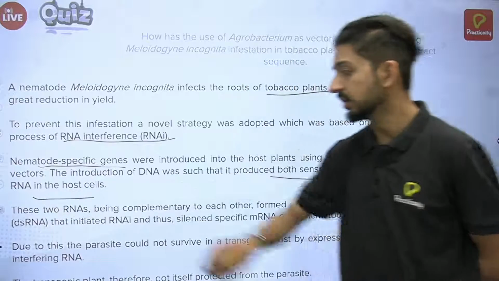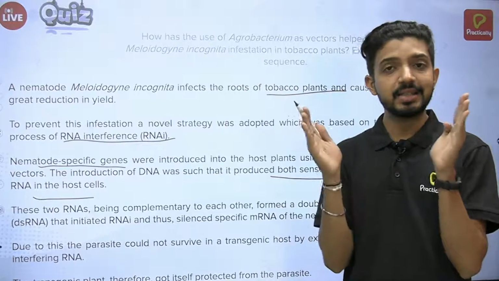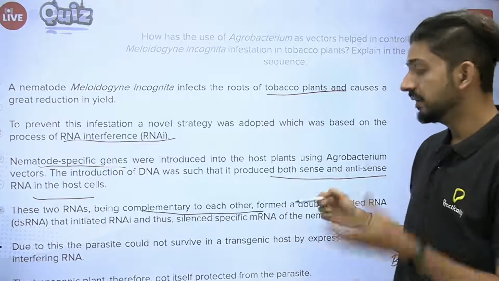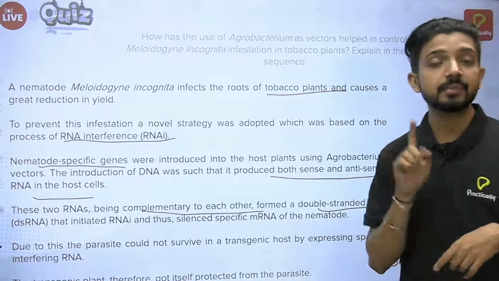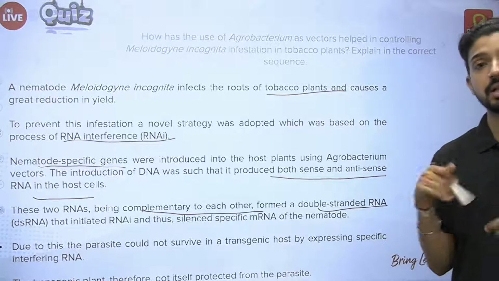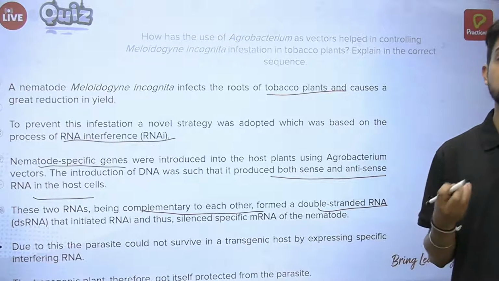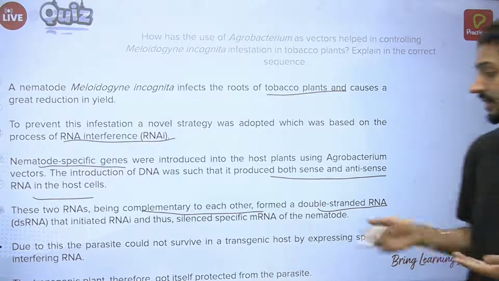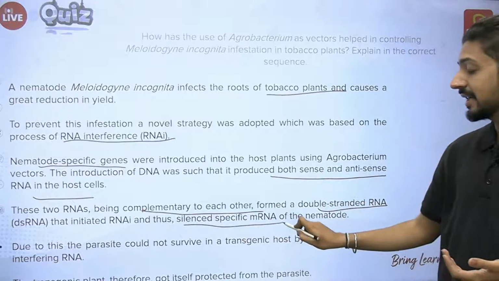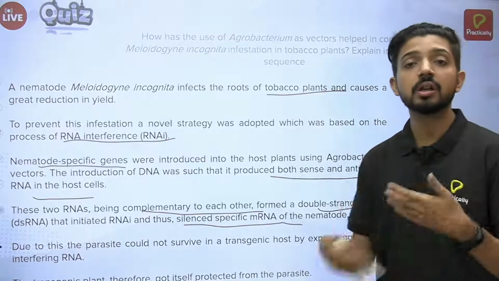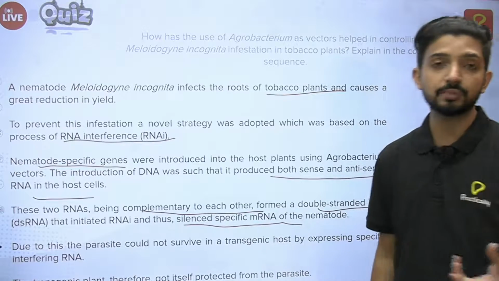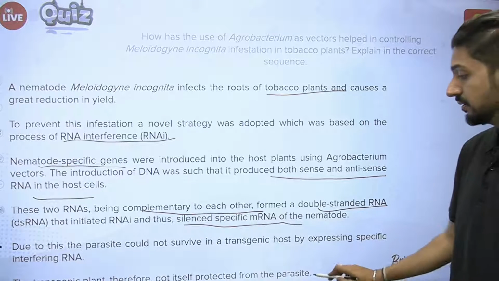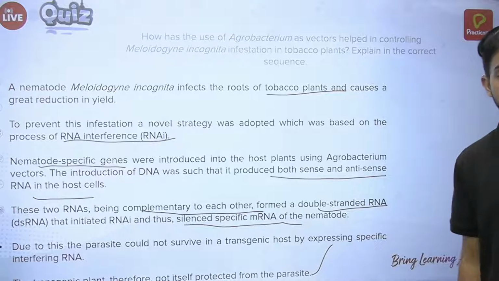Sense and antisense RNA are complementary, so they finally make double stranded RNA, and double stranded RNA cannot undergo translation to produce the functional protein. The process of translation will be stopped, protein won't be produced, and the mRNA will get silenced, meaning it won't undergo further processing. If the proteins are not produced, obviously the nematode won't be able to survive. So this is how the plants get protected from the parasites.